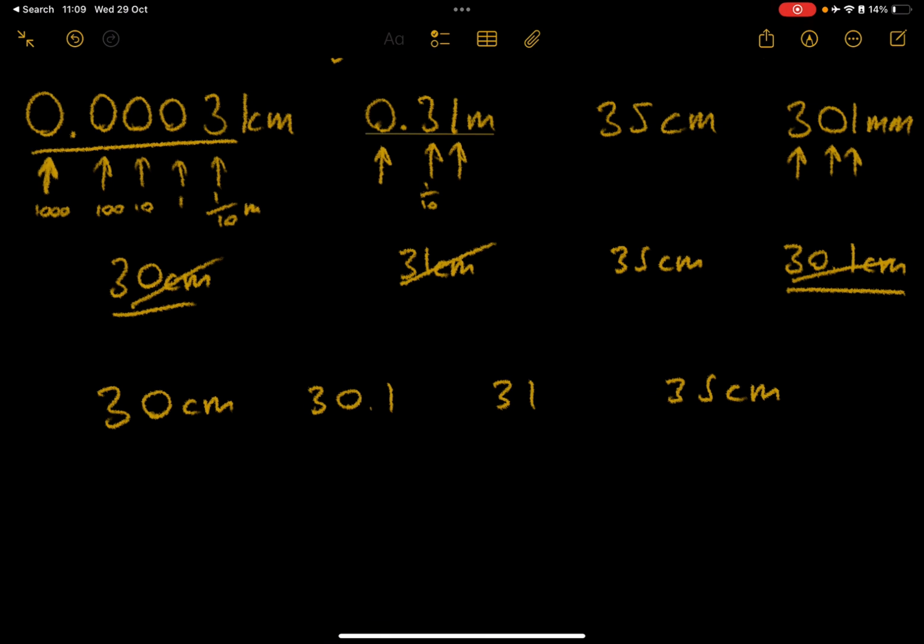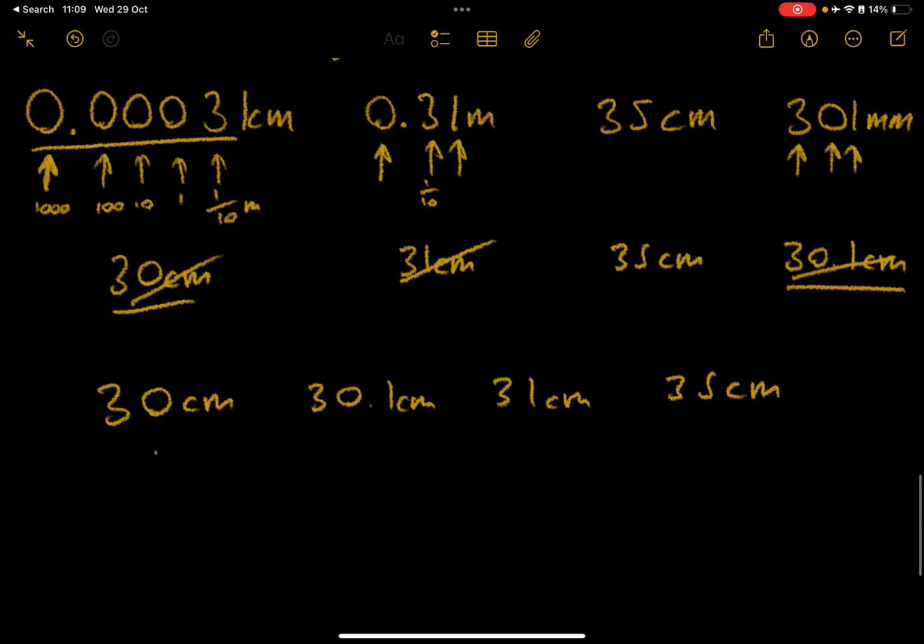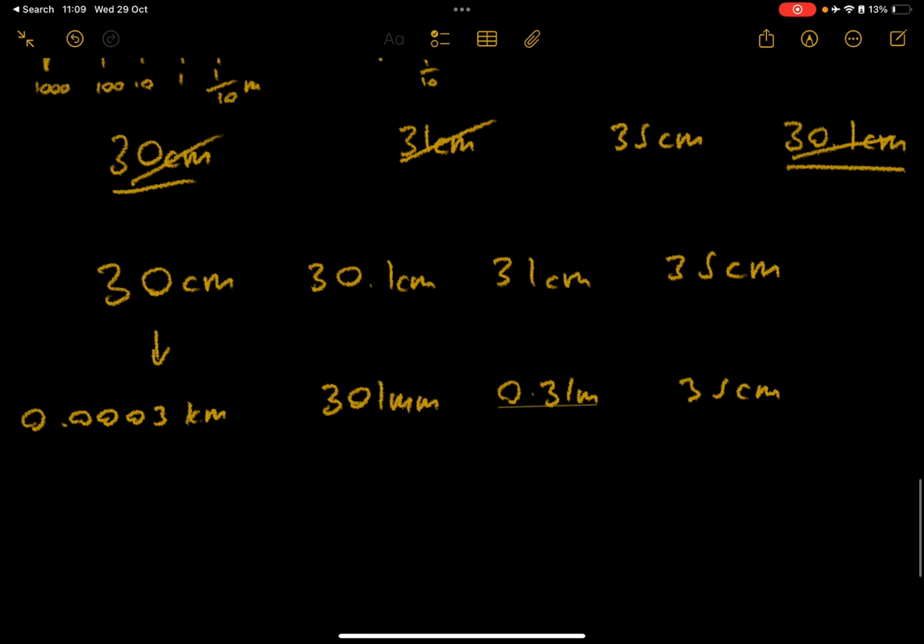This is fine, by the way. This is absolutely okay. We've all got the units in here. What you might want to do if you're being really, really thorough is write them in as they were originally. So our 30 centimeters, 0.0003 kilometers is the smallest. 301 millimeters is the next smallest. 0.31 meters, second biggest, and 35 centimeters. That just stays the way it is. So that's one way of doing it.